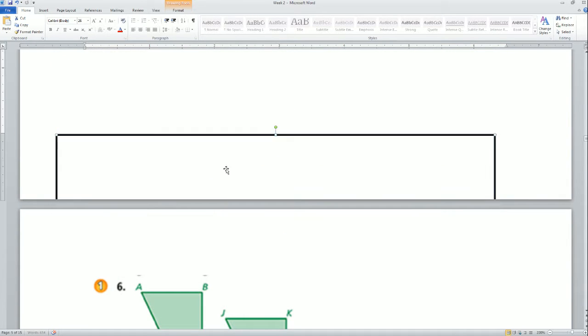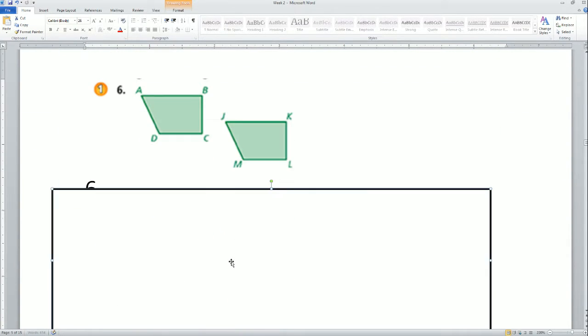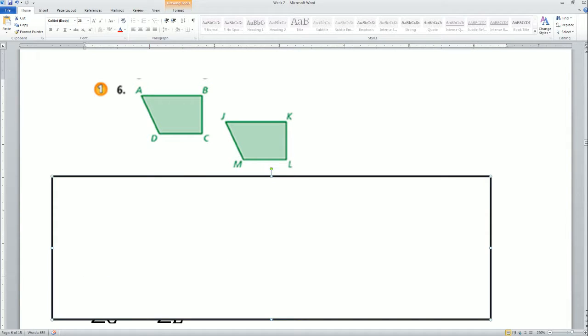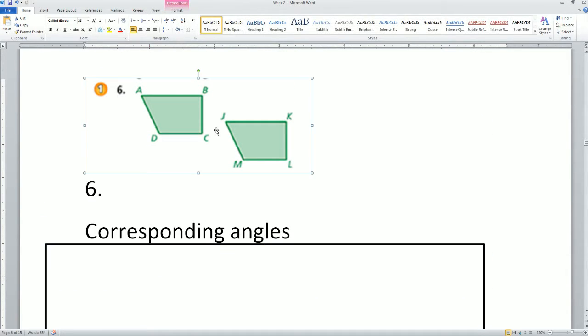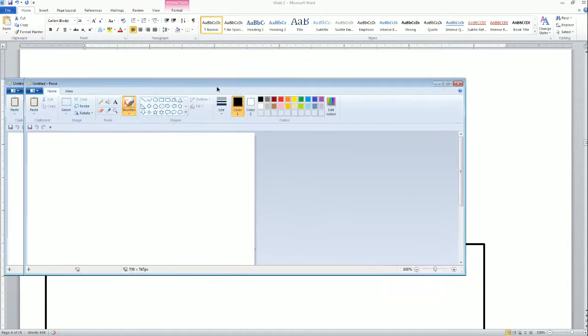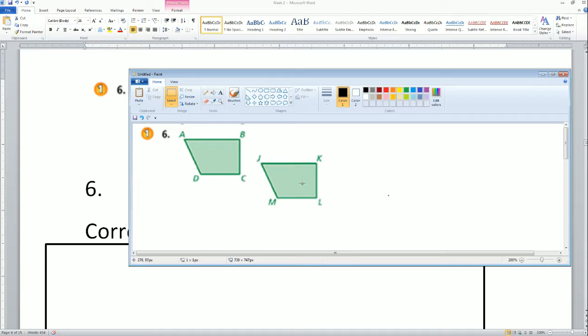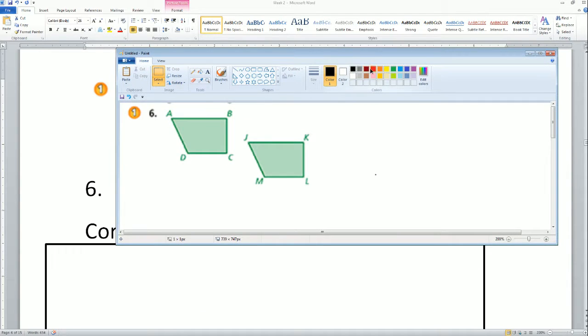Next, let's go here. 6. 6 asks you to find if the figures are congruent, name the corresponding angles and corresponding sides. So let's do the angle first. Let me grab the image. There you go. Make the image a little bit bigger for you to see. Again, let's do this.